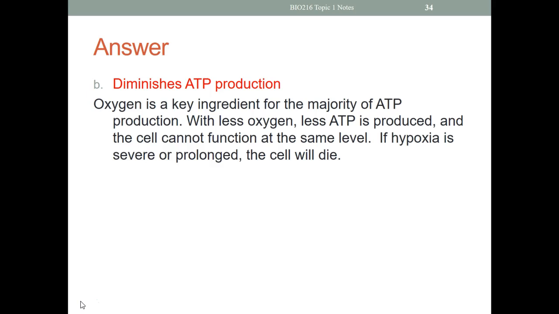If it is severe or prolonged, the cell will die, such as in myocardial infarction. The cardiac myocytes will die if deprived of oxygen for too long.